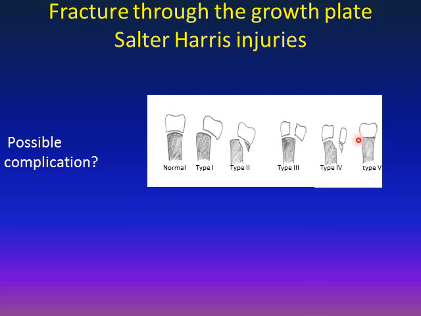How can we diagnose type 5? It's usually diagnosed retrospectively when we have any growth disturbance, as we are going to describe later on. I need just to say that type 2 is the most common type of Salter-Harris injuries. So let's discuss why the Salter-Harris injuries are different from other injuries. What is the possible complication that may result from a Salter-Harris injury?